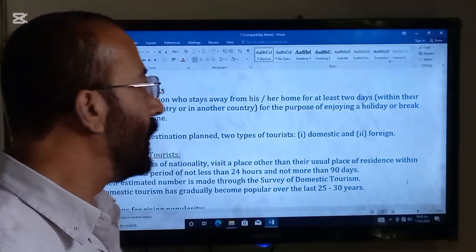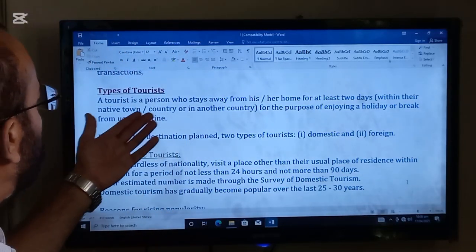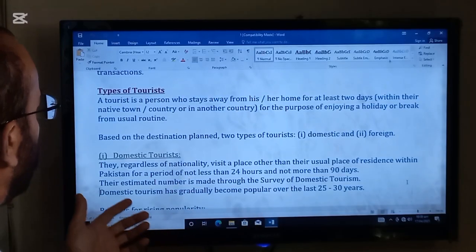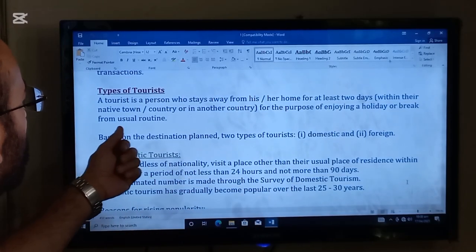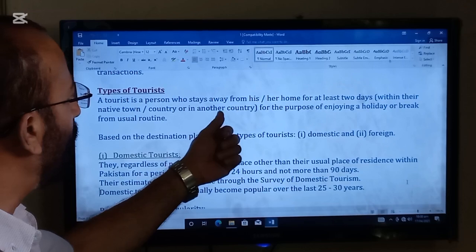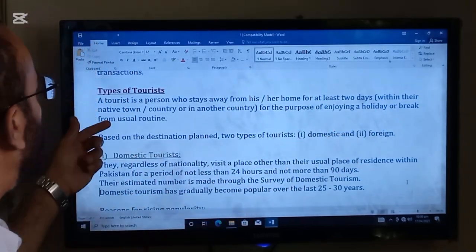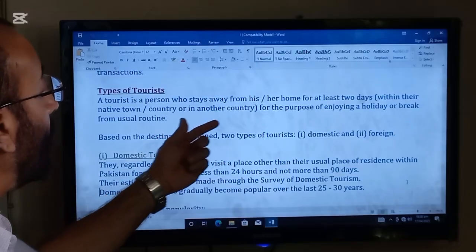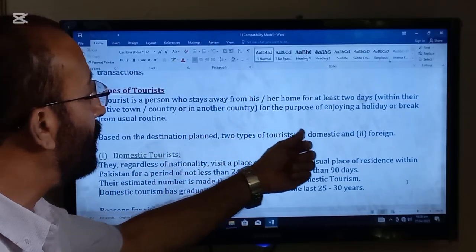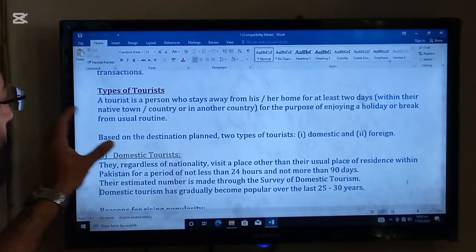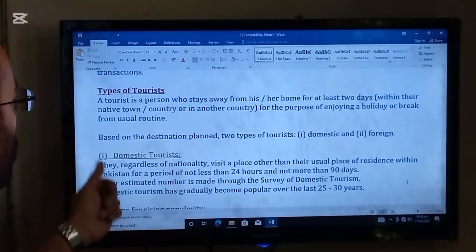The next point in the lecture is types of the tourist. So first we are going to read the definition of the tourist. A tourist is a person who stays away from his or her home for at least 2 days within their native town, country, or in another country for the purpose of enjoying a holiday or break from usual routine. So this is the definition of the tourist.